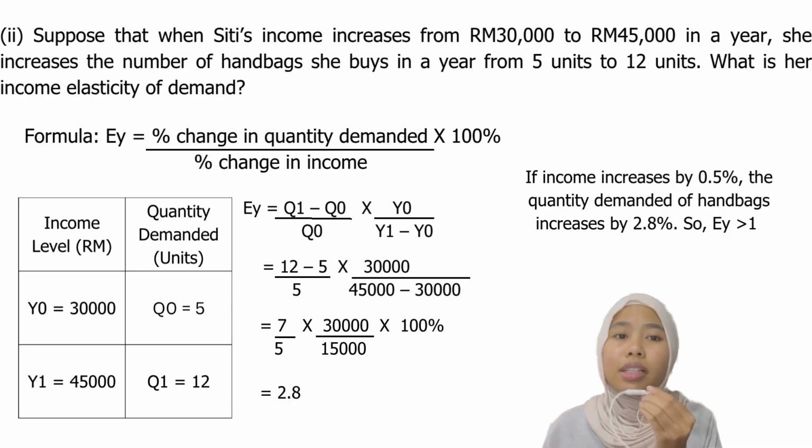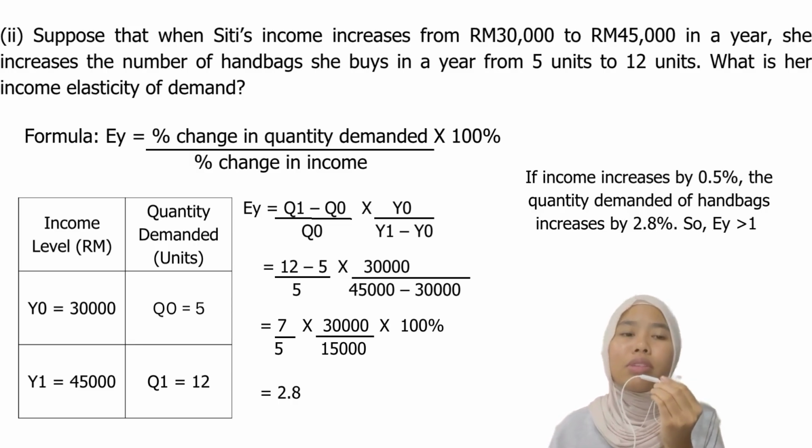The second question is: suppose that when Siti's income increased from 30,000 ringgit to 45,000 ringgit in a year, she increased the number of handbags she buys in a year from 5 units to 12 units. What is her income elasticity of demand? In this question, we need to calculate. The formula that we use is EY.